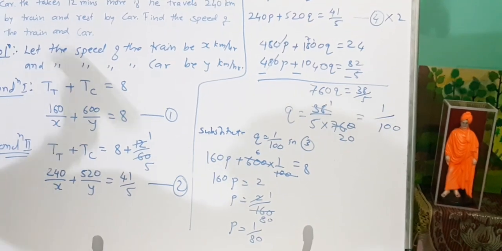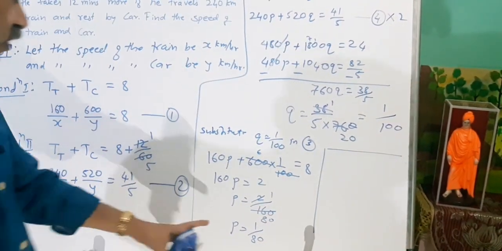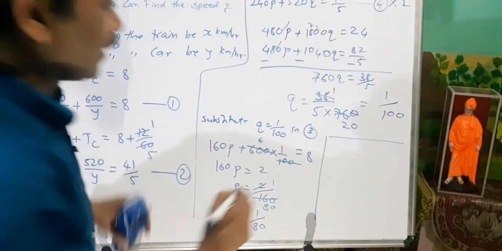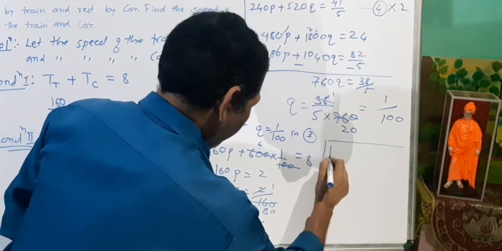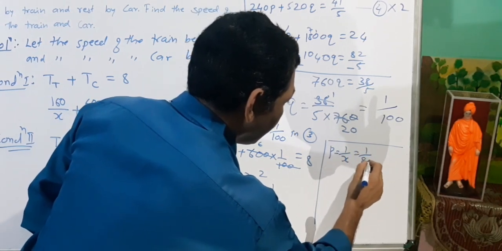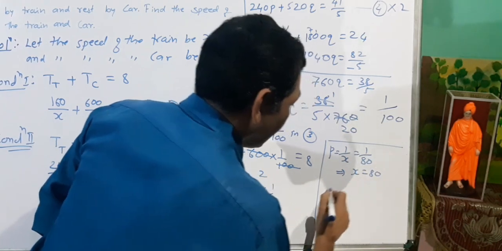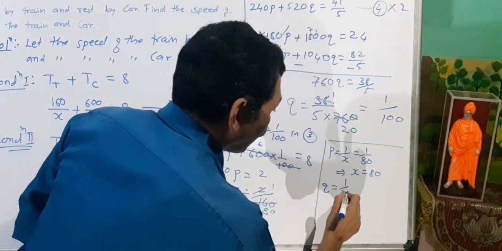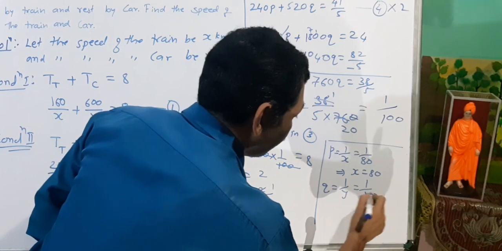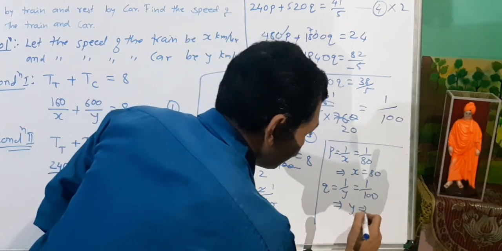Then we have to resubstitute. After resubstituting, what will we get? P is 1 upon x, so p is equal to 1 upon x is equal to 1 upon 80. And therefore after cross multiplication, this will give us x is equal to 80. And q is equal to 1 upon y is equal to 1 upon 100. After the cross multiplication, we get y is equal to 100.